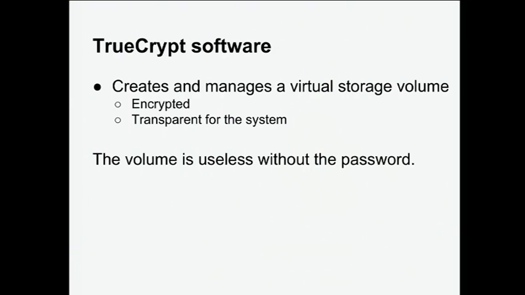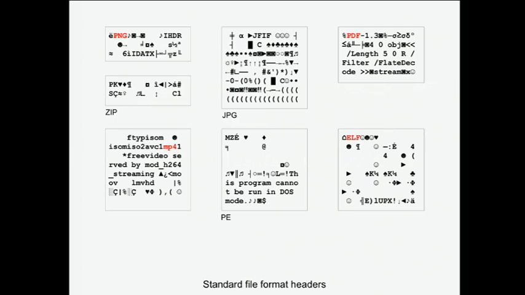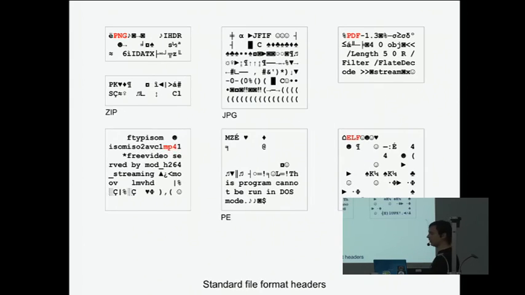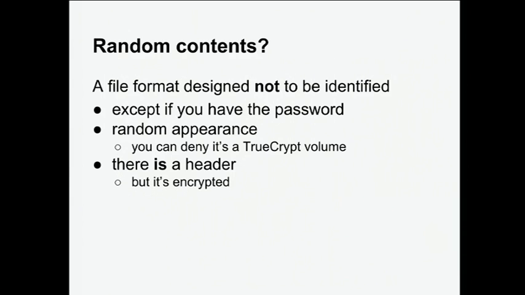So TrueCrypt, if you don't know, creates a managed virtual storage volume, and it's encrypted, and it's transparent for the system. And the volume is useless without the password. So if we look at standard format headers, PNG, zip, JPEG, we see a lot of strings, even the name of the type and so on, a lot of understandable stuff. And if you take TrueCrypt volumes, the headers look like this, random. Why? The TrueCrypt file format was designed not to be identified except if you have the password. So it has a random appearance. You can deny it's a TrueCrypt volume. There is a header, but it's encrypted.